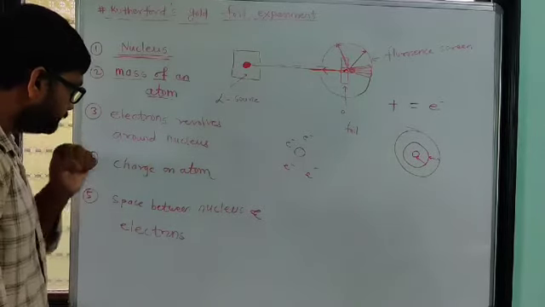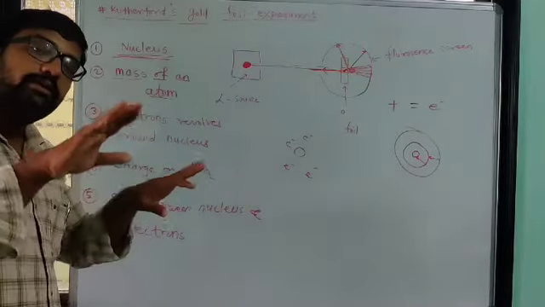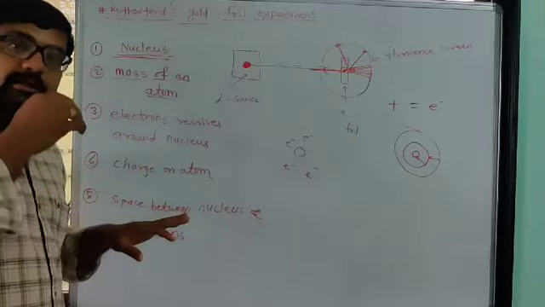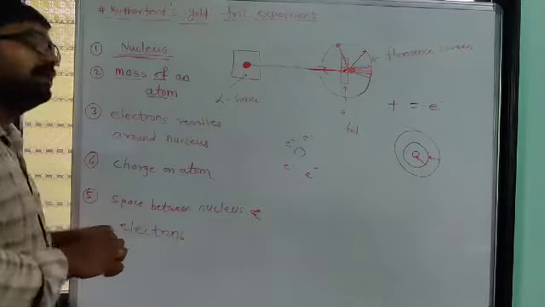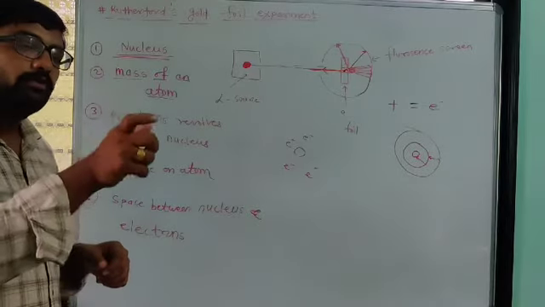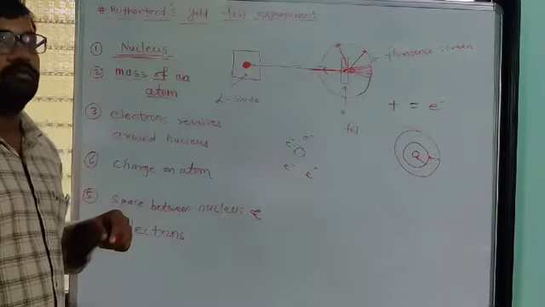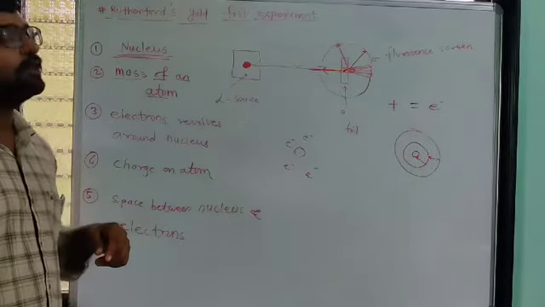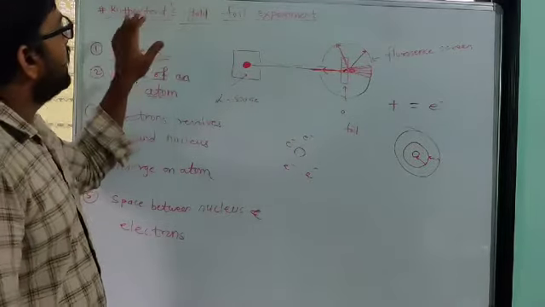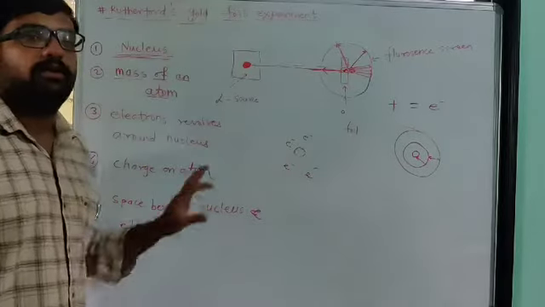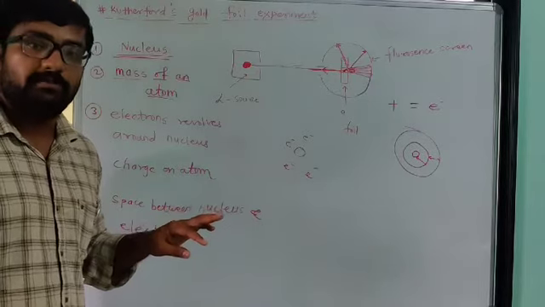Then he also talks about the charge on the atom. Positive and negative charges are equal in an atom, that is why the atom is electrically neutral. And last, there is some space between the nucleus and the revolving electrons, that is why a large number of alpha particles go straight forward. In this way he made his prediction about the atom, and this experiment is called Rutherford's gold foil experiment.